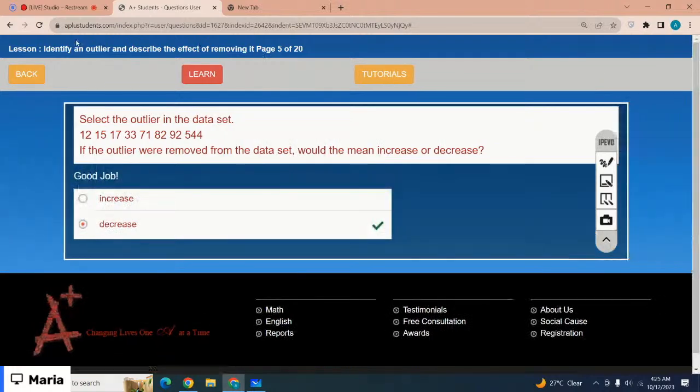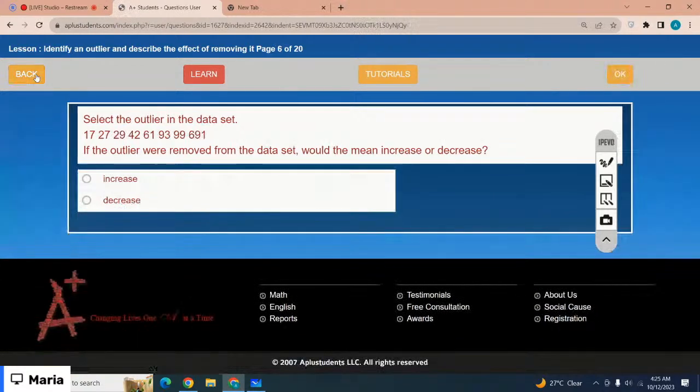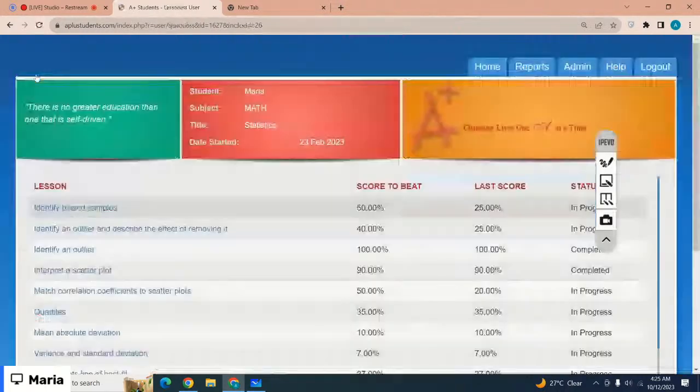Okay, you can complete the lesson by yourself later today. Let me just move on to the next lesson. That is identify an outlier.